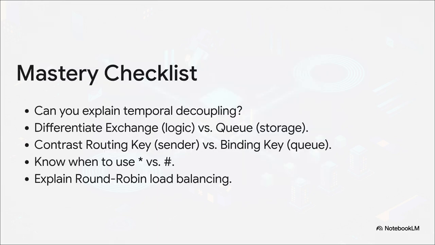All right, time for a quick self-check. Can you explain temporal decoupling? It's just a fancy way of saying the sender and receiver don't need to be online at the same time. The broker handles that. Can you clearly explain the difference between an exchange for logic and a queue for storage? Do you really truly know the difference between a routing key from the sender and a binding key on the queue? Do you know exactly when you'd use an asterisk versus a hash in a topic exchange? And finally, can you explain how that round-robin trick gives you a free, built-in load balancer? If you can nod your head yes to these, you've got this.